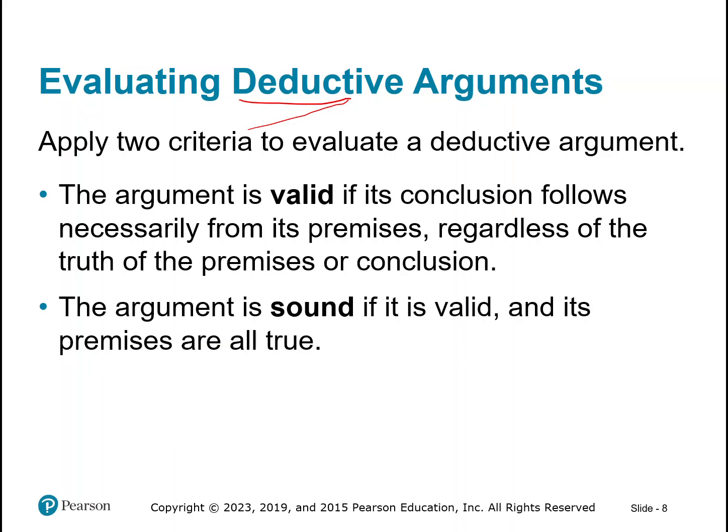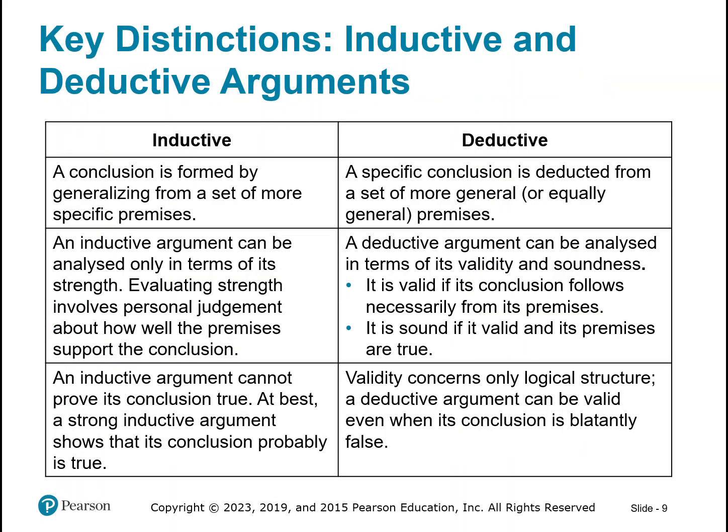Now, the argument is sound if it is valid and the premises are true. So if it's a good structure of an argument with nonsense, well, it's valid and unsound. But if it's a good structure, the conclusion follows from the premises, and all the premises are true, then it's both valid and sound. So it cannot be sound if it is not also valid.